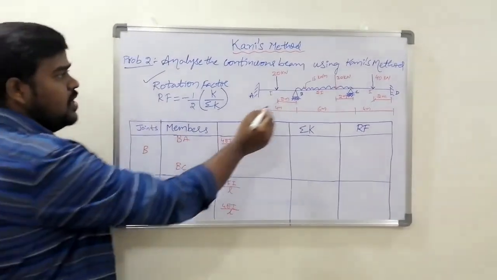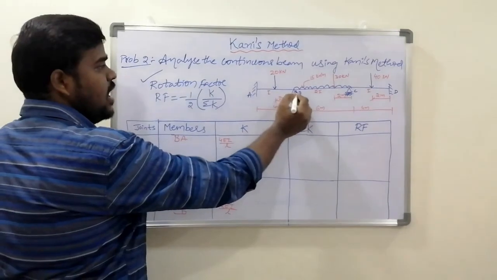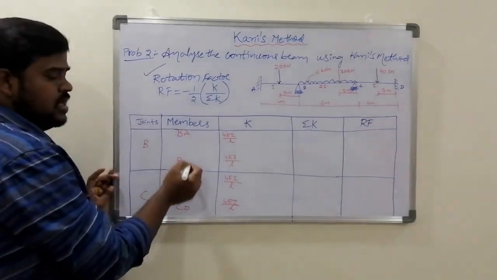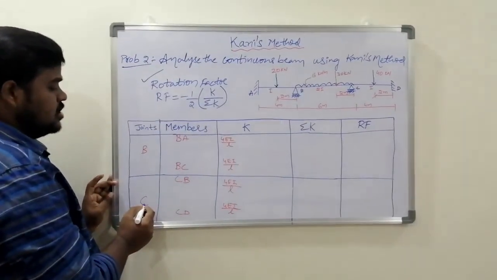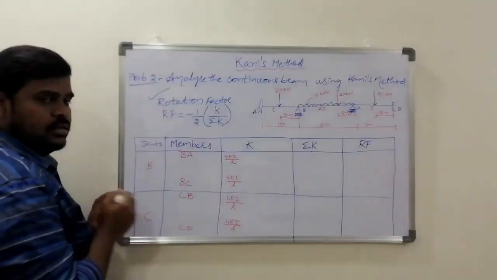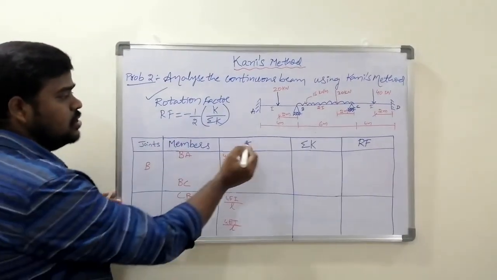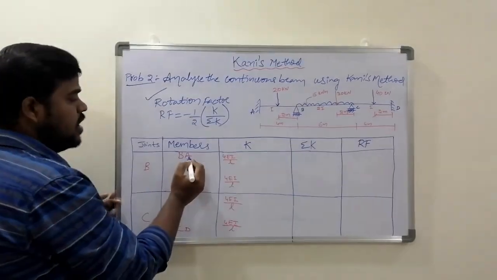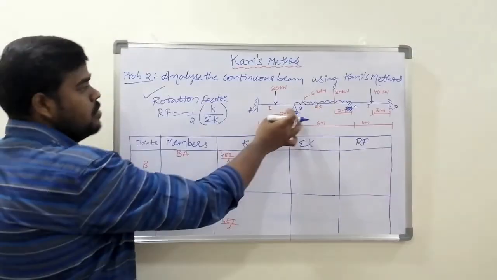So taking joint B, at joint B we have BA and BC. So BA and BC I have written, and also at joint C we have CB and CD. The same thing I have written. So what is the K value for BA?